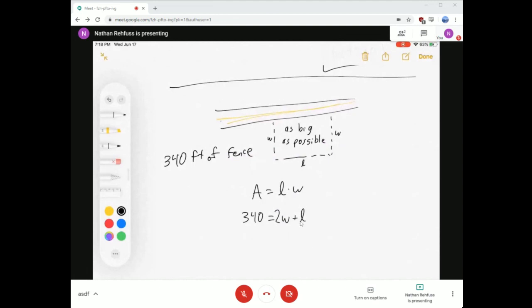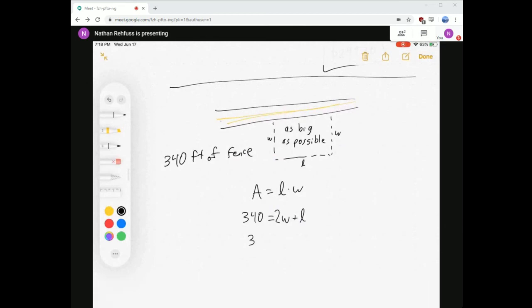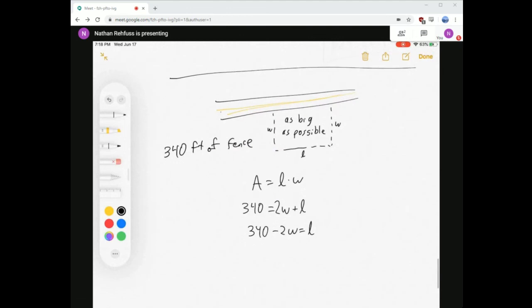I'm going to solve this bottom equation for L real quick. I'm going to write 340 minus 2W equals L, right? Just subtract 2W from each side. Because now what I can do is take this L and paste it here.